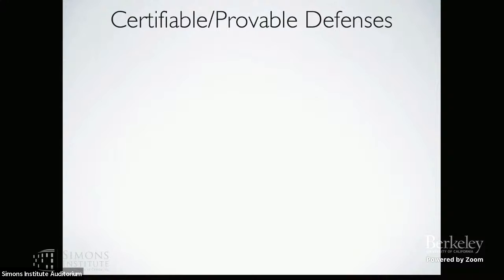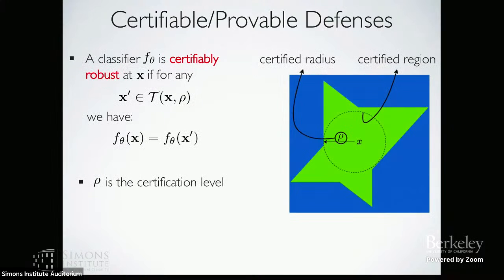Okay, so we are going to mainly focus in this talk on provable or certifiable defenses. What I mean by that, we say a classifier F is certifiably robust at a particular point X if for all points in a certain radius of that point, let's say with a radius rho, the output of the classifier remains the same. Right here in this example, you have X with a green label, and for all points in a radius rho of the X, the label remains the same. And that's what we are saying rho is the certification level or robustness level.